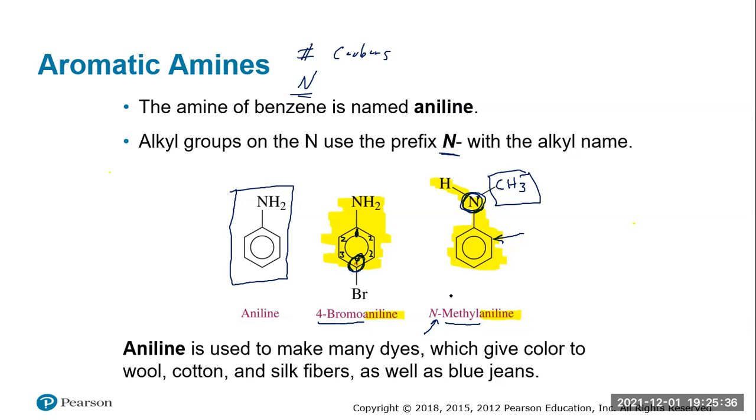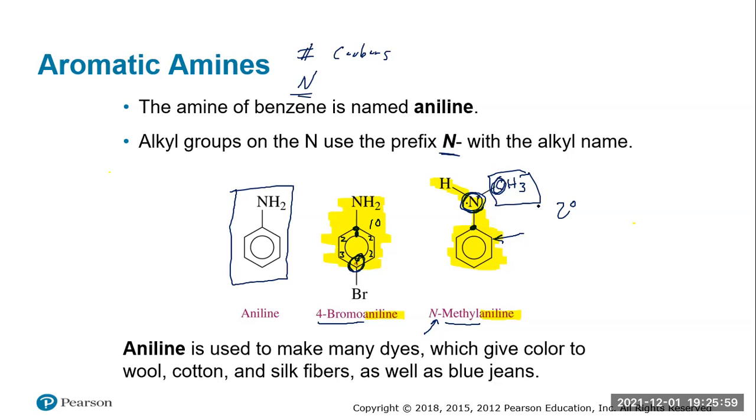Now, if we wanted to do a classification, this would be a primary, right? As it is one carbon. This guy would be one carbon there and one carbon there. This would be a secondary amine in this case. Any questions on that there?